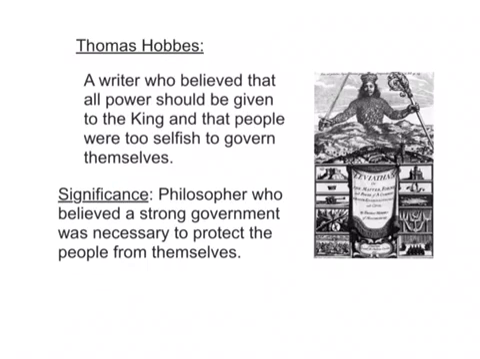Our next important person is Thomas Hobbes. He was a writer who believed that all power should be given to the king and that people were too selfish to govern themselves. He was also the author of the book Leviathan. His significance is that he was a philosopher who believed a strong government was necessary to protect the people from themselves. Make sure that you write this in the far right-hand side of your vocabulary chart.